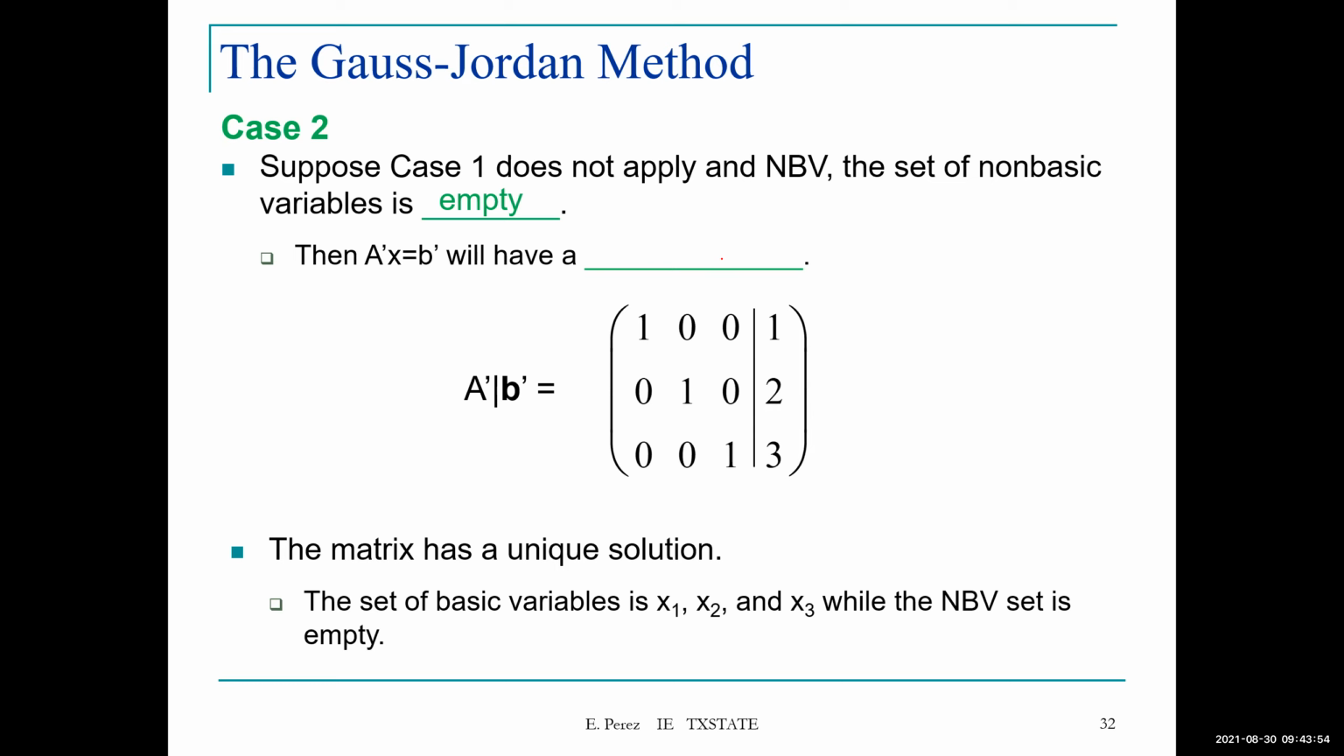You look at the matrix on the left, you look at the columns, you see the columns are 1, 0, 0; 0, 1, 0; 0, 0, 1. All of them share the same format, so all of them are basic variables. So this system has a unique solution, which is what you observe in the example that we discussed on Wednesday last week. The set of basic variables is x1, x2, and x3, while the non-basic variable set is empty.